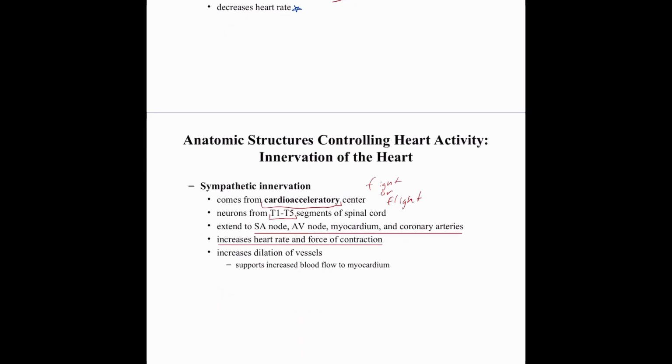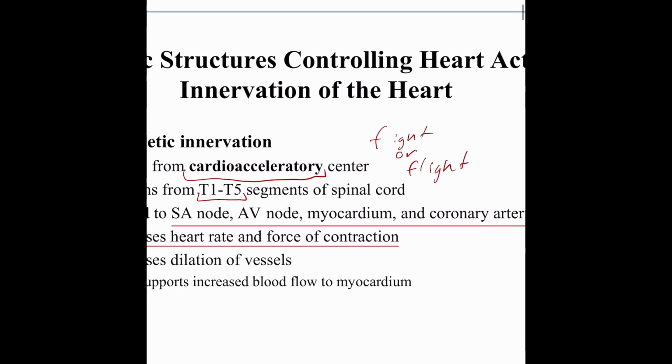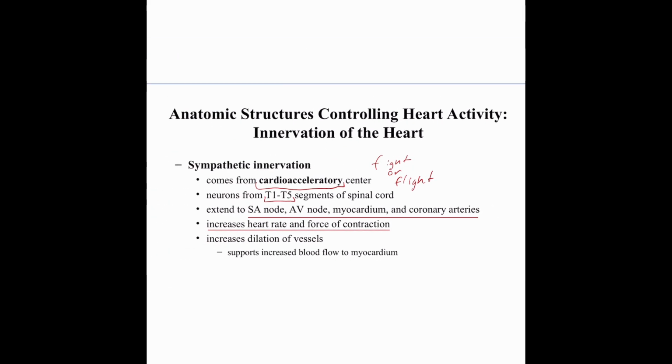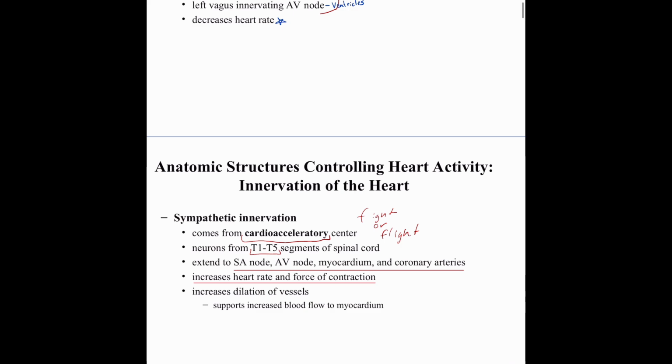And then sympathetic innervation is cardioacceleratory, with the neurons from the T1 to T5 segments of the spinal cord extending to these four particular spots: the SA node, AV node, myocardium, and coronary arteries. I wouldn't say that this is something you particularly need to know. Mostly just the sympathetic and the parasympathetic innervation, and the cardioacceleratory and the cardioinhibitory.